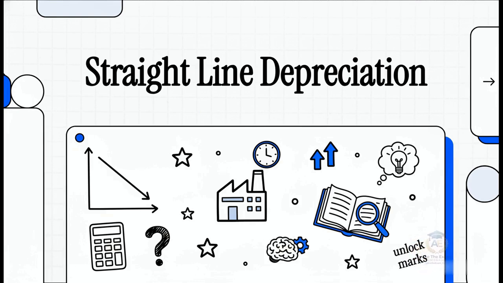Now, I know what you might be thinking. At its core, straight-line depreciation is pretty basic, right? It's simply allocating the cost of an asset evenly over its useful life. But listen, for this exam, we are going to look way past just memorizing that basic formula.